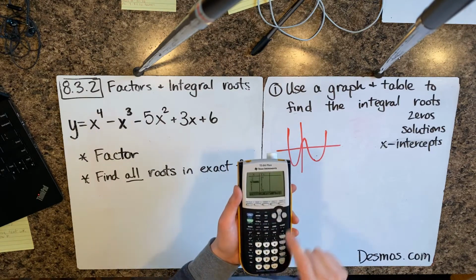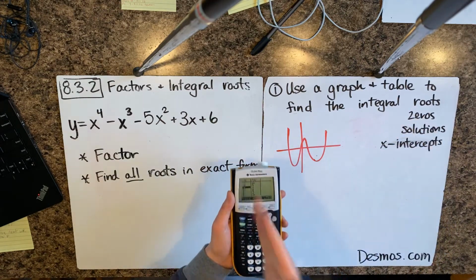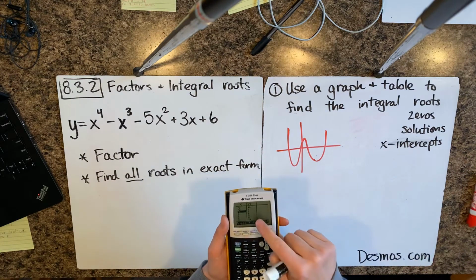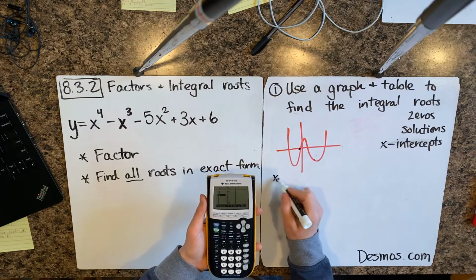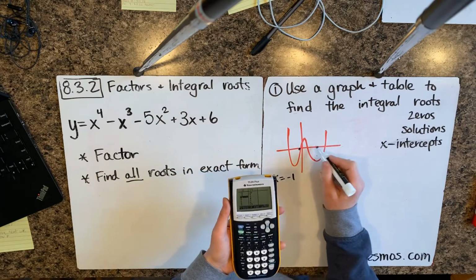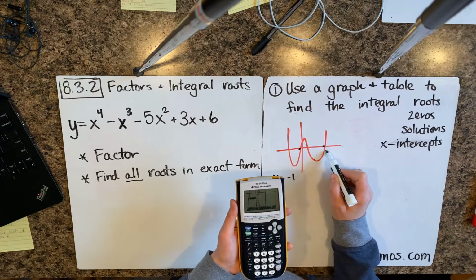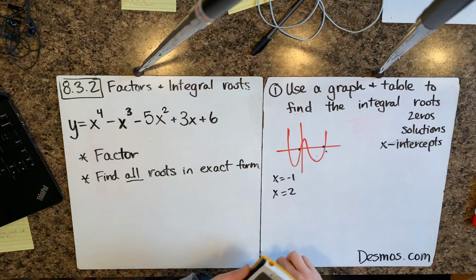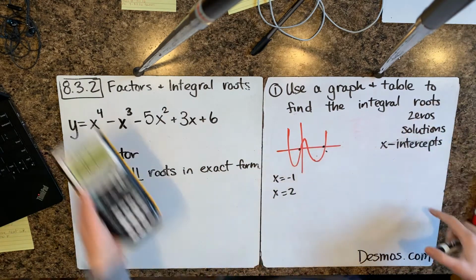And to verify, I'm going to go to the table. And remember, when I'm looking for zeros on a table, I'm looking for when y is equal to 0. So when I look, I see y is 0 when x is equal to -1 and when x is equal to +2. And to be honest, I don't even know which one of those it is. I'm going to call that one 2. So I have used my graphing calculator and the table to find the easy roots.